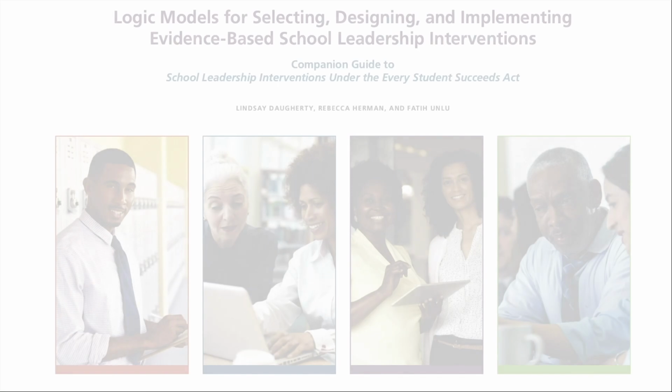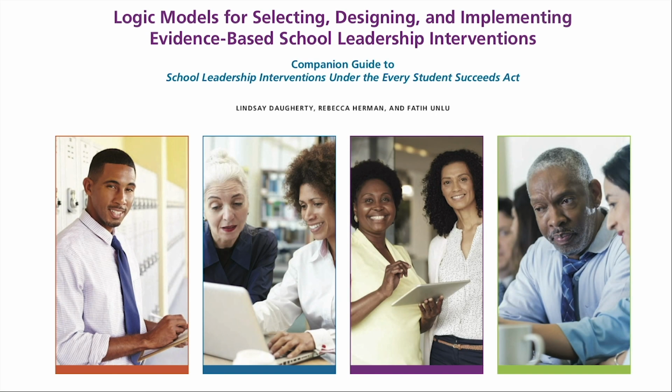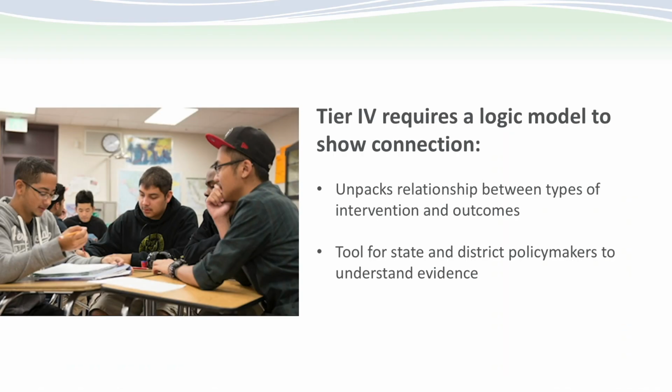So this is a document that came out of the same project, where we recognized that a lot of school leadership improvement efforts have solid evidence that meets tiers 1 through 3, but some of them do not. So how do you know that this is likely to help your leaders? Is it likely to make a difference? Well, if you turn to tier 4, they require a logic model to show the connections.